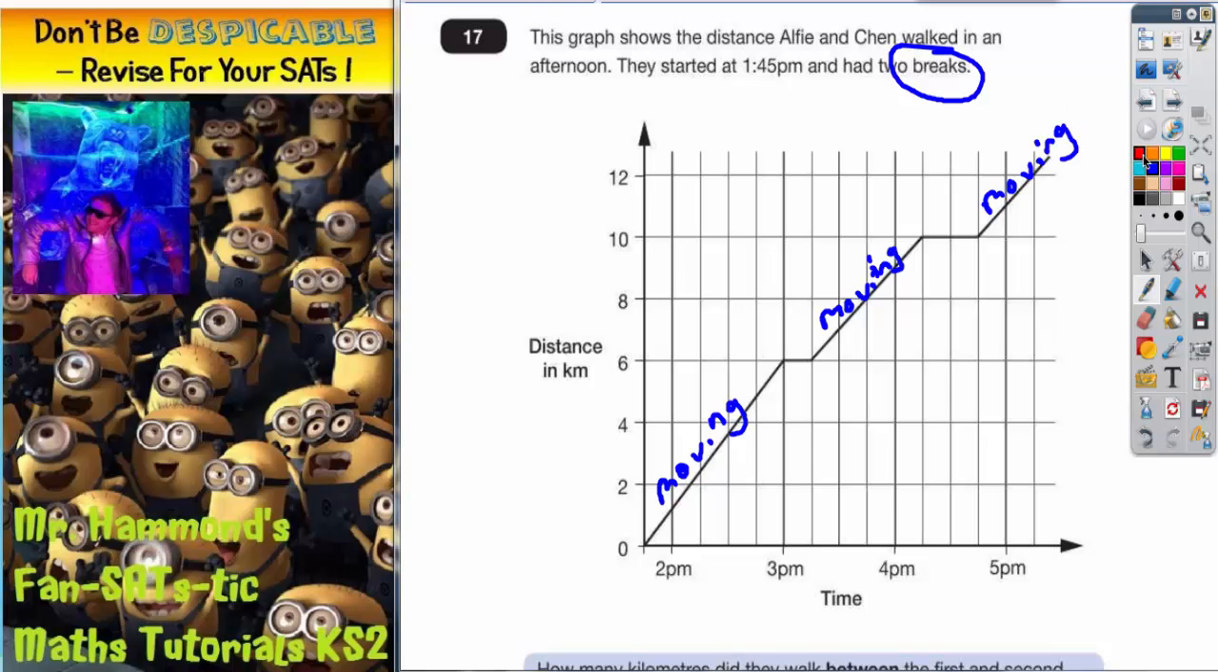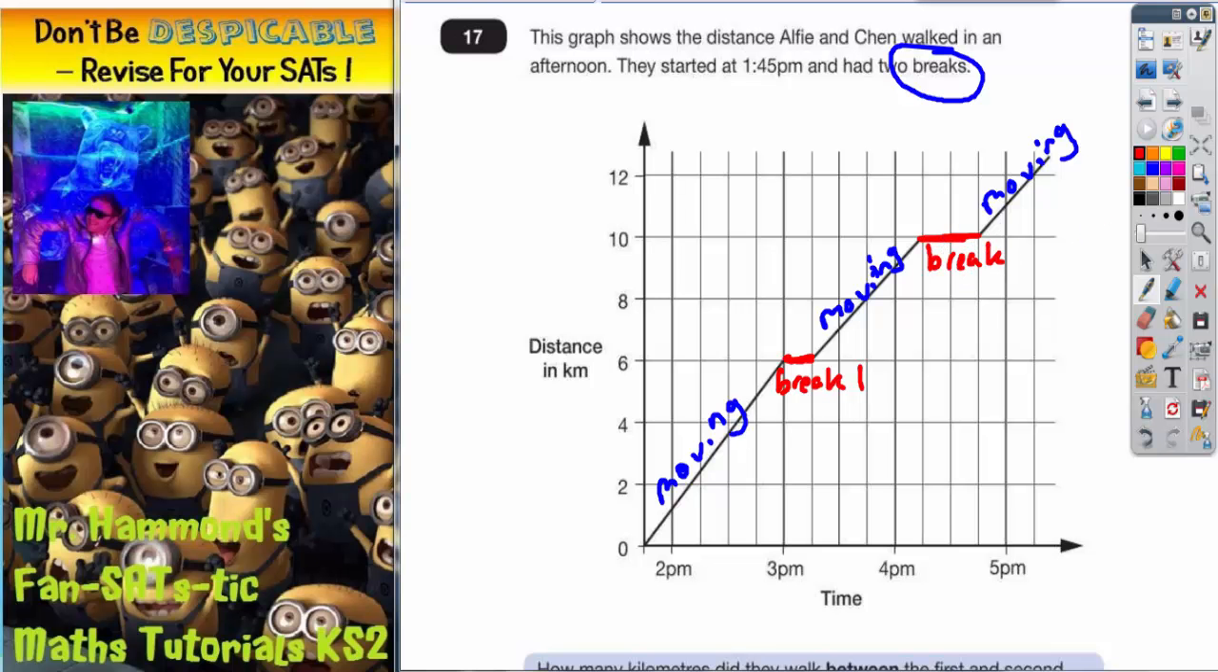However, get a different colour. This line here is not going up, and neither is this line. They are flat, they are horizontal. Now if it's not going up and it's flat, that means they can't be moving. So that must be when they had their break. So this is break number 1, and this is later on in the afternoon, so this is break number 2.